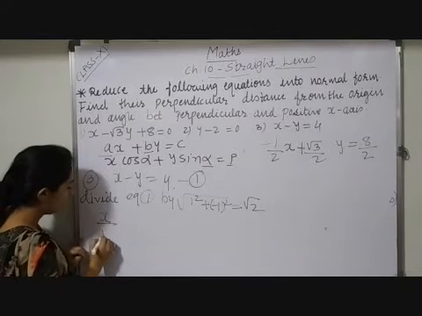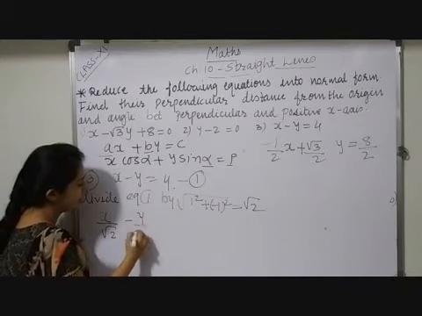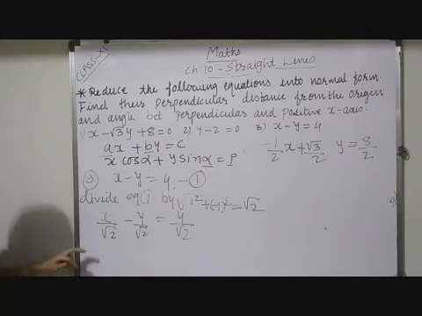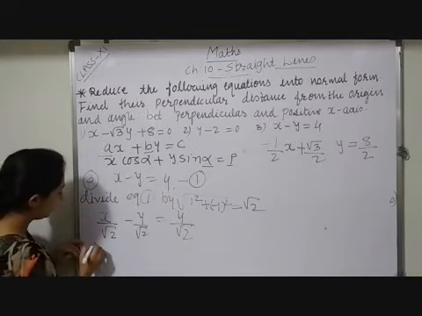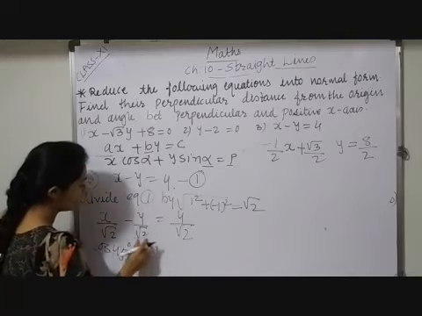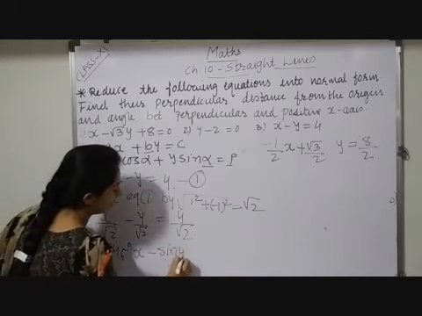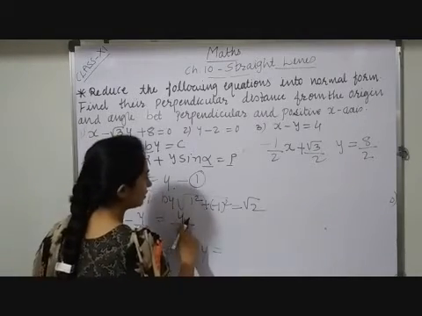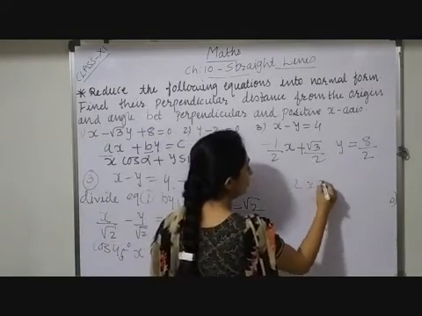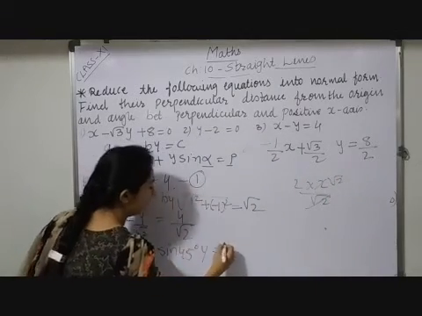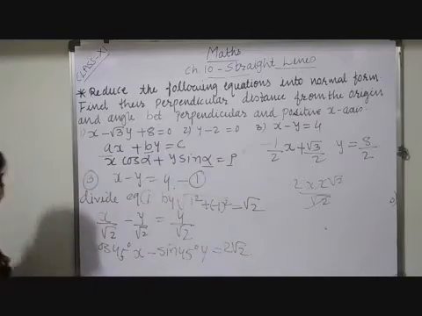So here I will get x upon root 2 − y upon root 2 = 4 upon root 2. Now we know that 1 upon root 2 is the value of cos 45°. So here I am writing cos 45° x − again here I can write sin 45° y = in place of 4, I can write 2 into 2 upon root 2. So root 2, root 2 cancel. So here I will get 2 root 2.